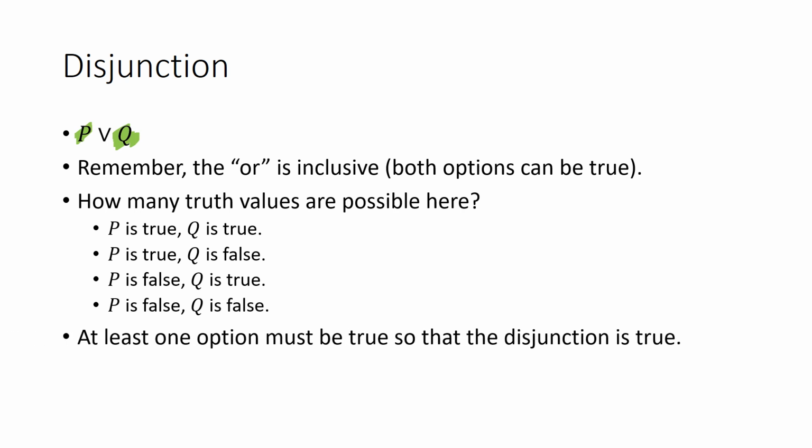So for the disjunction to be true, at least one option must be true. So for example, either I will eat bacon or eggs. If I eat neither, then the statement is obviously false. But if I eat one, it's true. And if I eat both, it's true. So if we look through our options, we see this option, and this option, because you have one true atomic sentence, makes the molecular sentence as a whole true. Whereas the last one, P is false and Q is false, will of course make the molecular disjunction false.